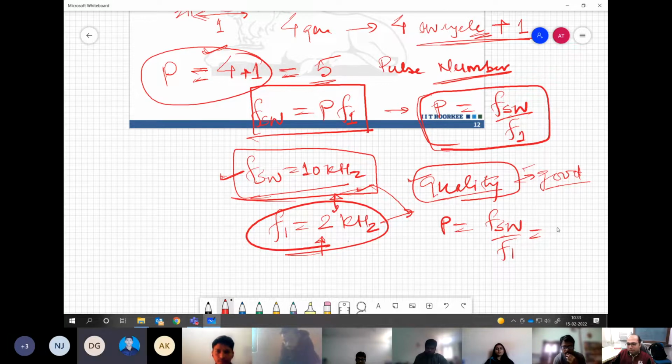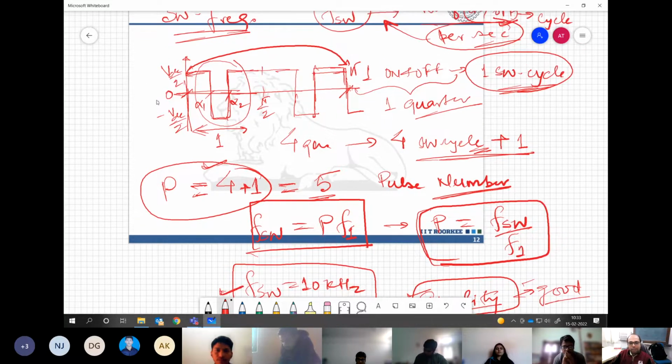How much is the pulse number here now? 5. And which is basically this kind of waveform that I have drawn here. You understand the point? So this pulse number gives a better understanding of how your system is going to perform, in terms of the quality of line current and other things, rather than just the switching frequency. So when someone says yes, I have 5 kilohertz switching frequency, you need to ask what is your fundamental frequency.